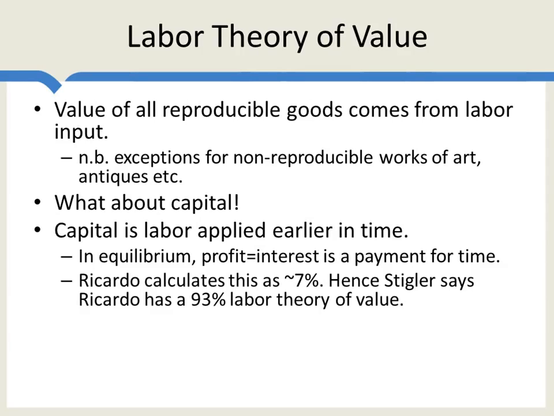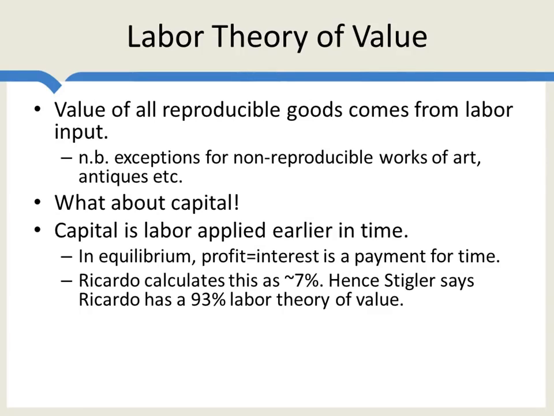Ricardo calculated interest could be at most, let's say, 7%. So Stigler says Ricardo has a 93% labor theory of value. So we can basically ignore the capital part because most of that is just congealed labor anyway. The part of that which isn't is interest, and that's small.